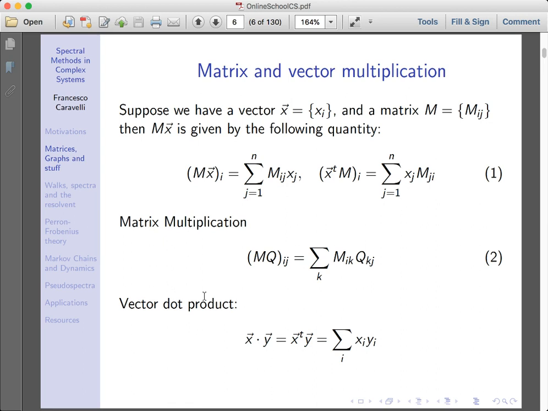If you have two matrices, you can multiply them by summing over the intermediate indices. In general, the operation is not symmetric, so MQ is not equal to QM; it's not a commutative operation. There is also a vector dot product that we're going to use: if you have two vectors, you can take the dot product, which is a scalar, and it is a sum over the product of the two vectors element by element.